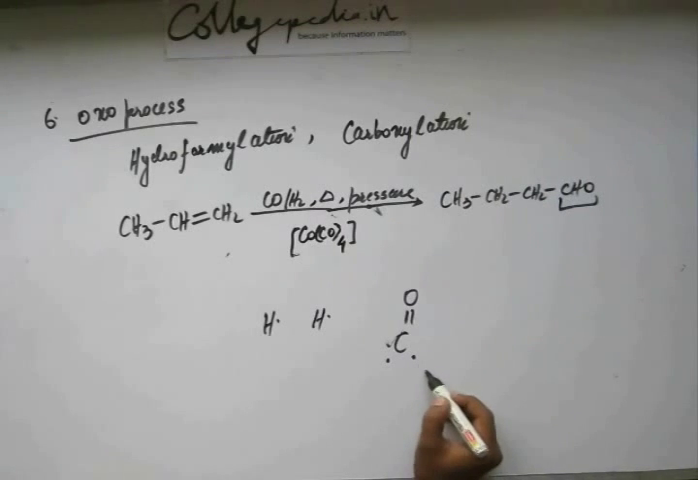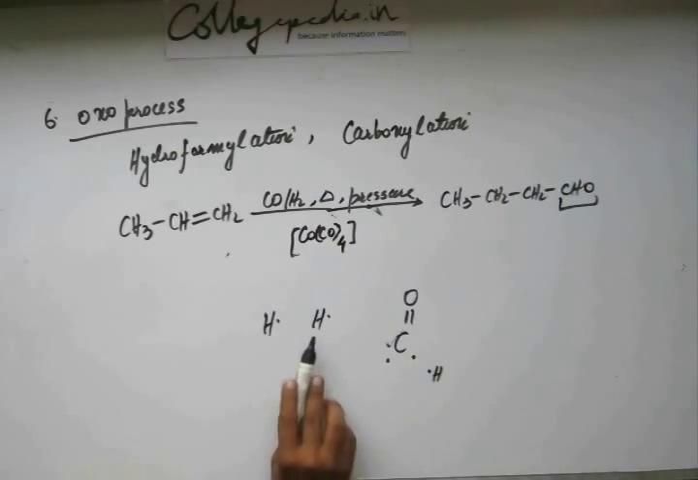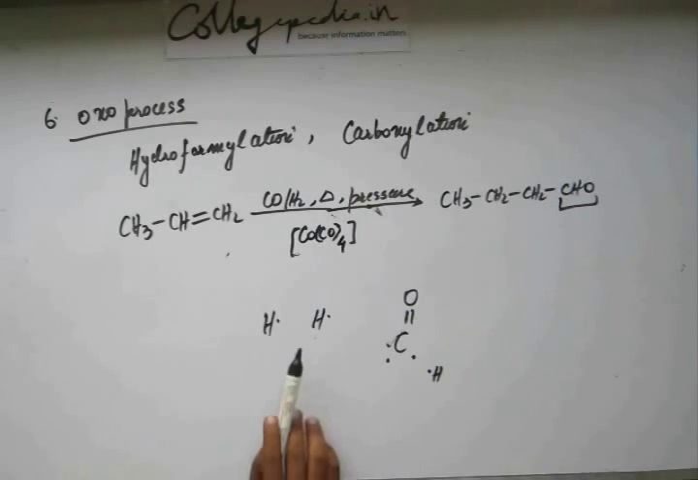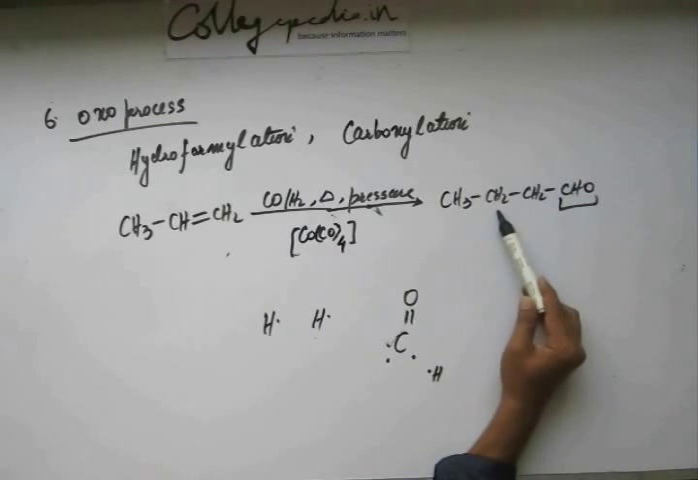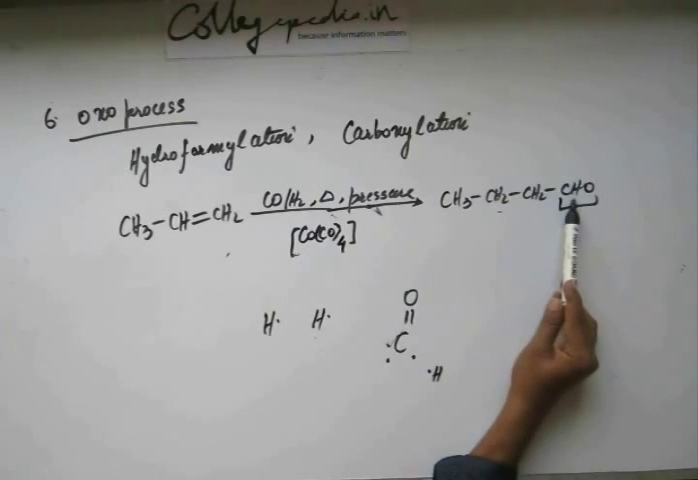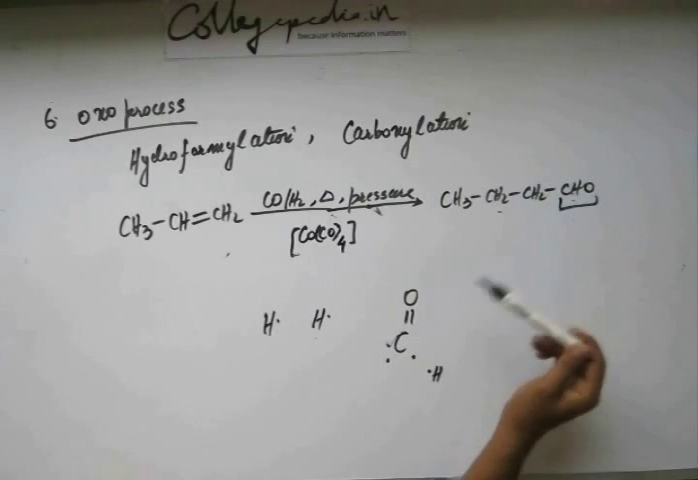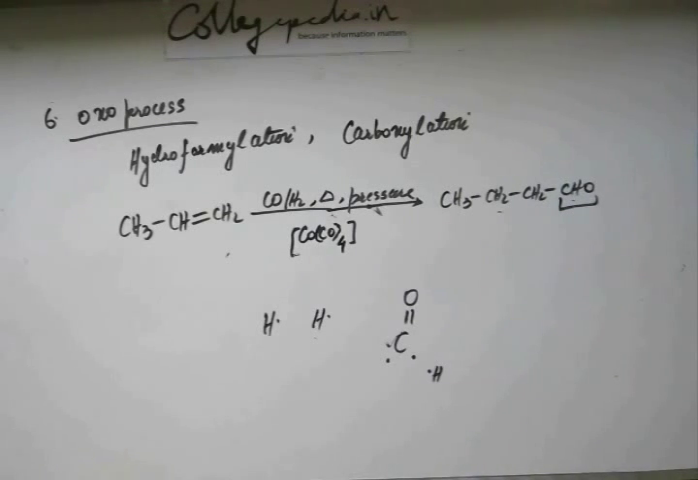So another dot is going to be added by H dot from here. So one H dot is going to get added on this carbonyl, one H dot is going to get added on this carbon. So one hydrogen has been added here, one hydrogen has been added here. Fine. So that's how it goes. So this much of idea is enough for this reaction. So this is the oxo process.